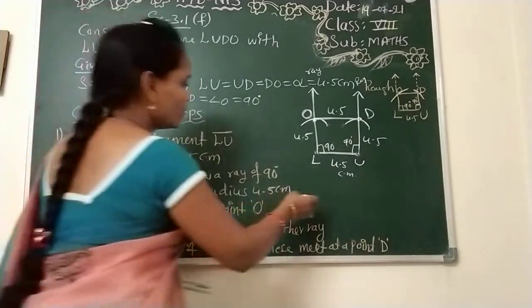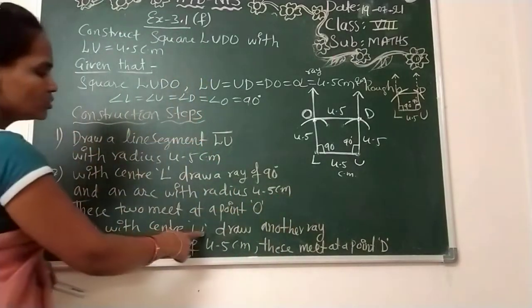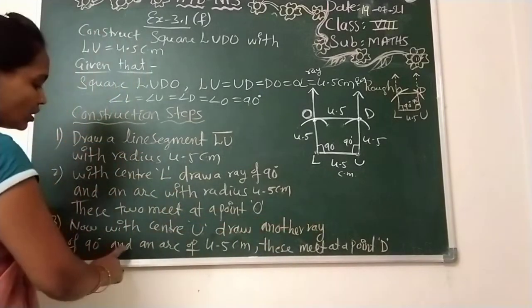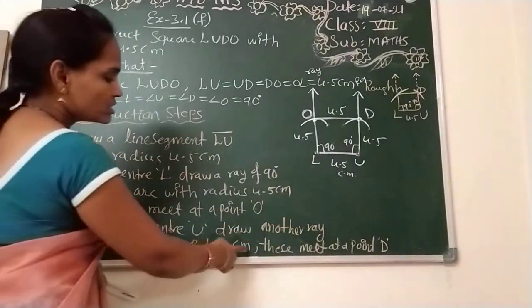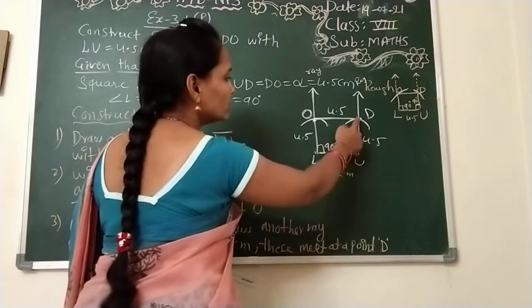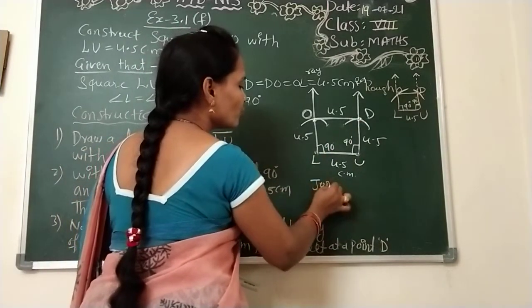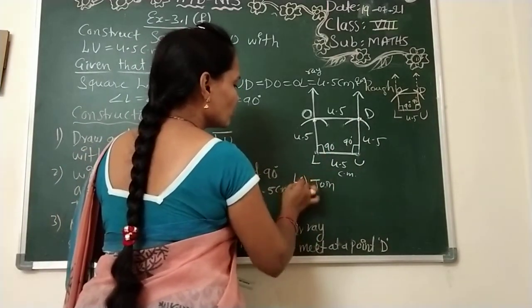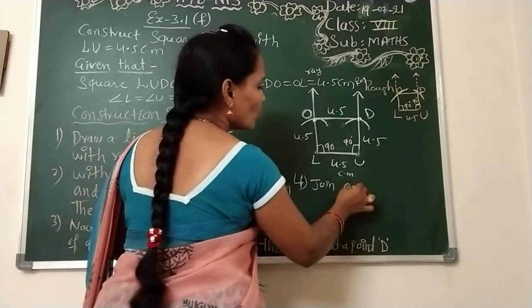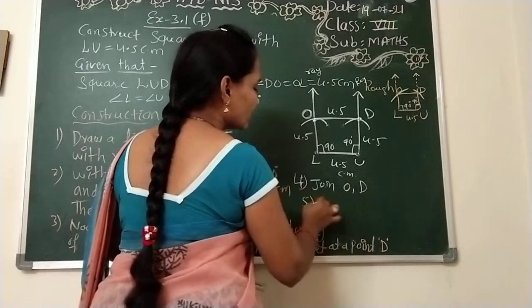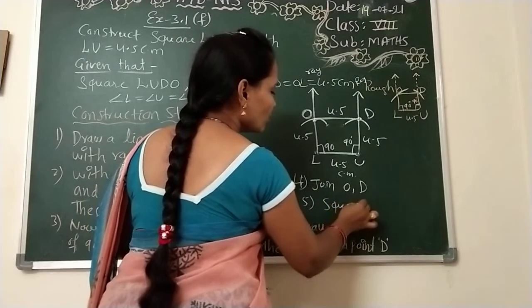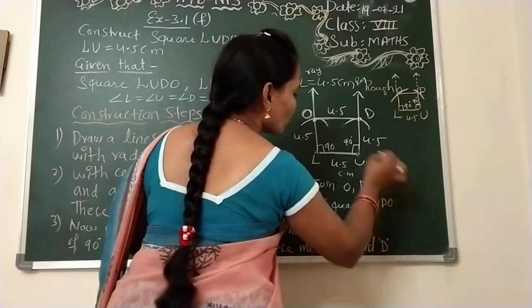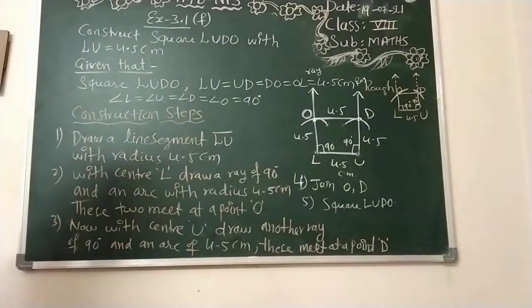After this, the third point I wrote: with center U, draw another ray and arc of 90 degrees, 4.5 centimeters. These two meet at a point D. Now the fourth point: join O and D, then the required square LUDO is formed. Like this we can construct a square LUDO by using the given measurements. I hope you understood.